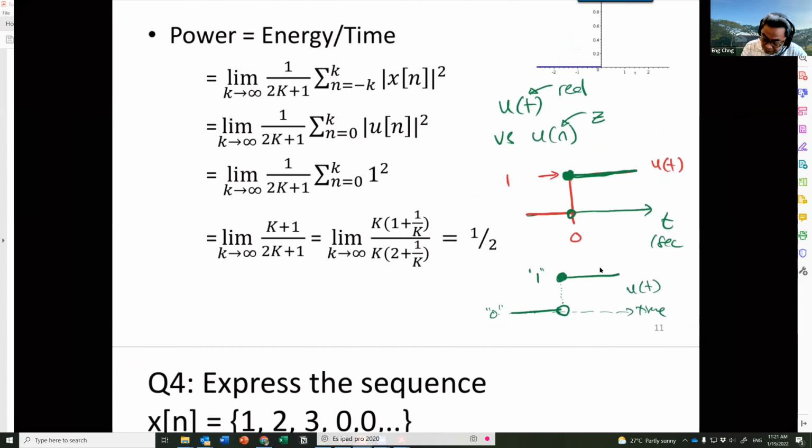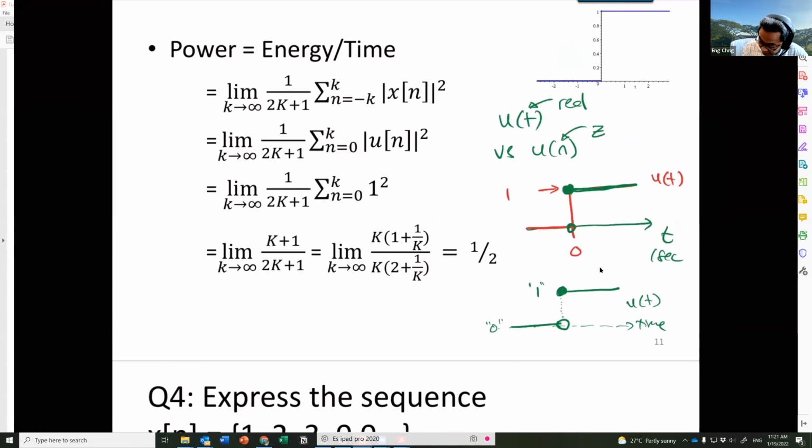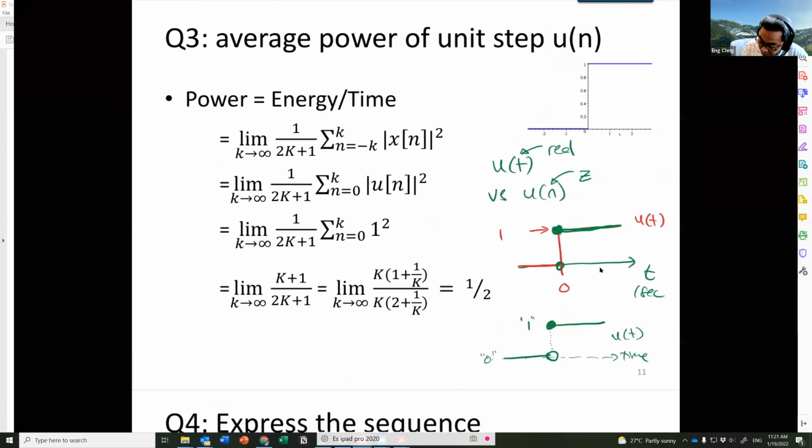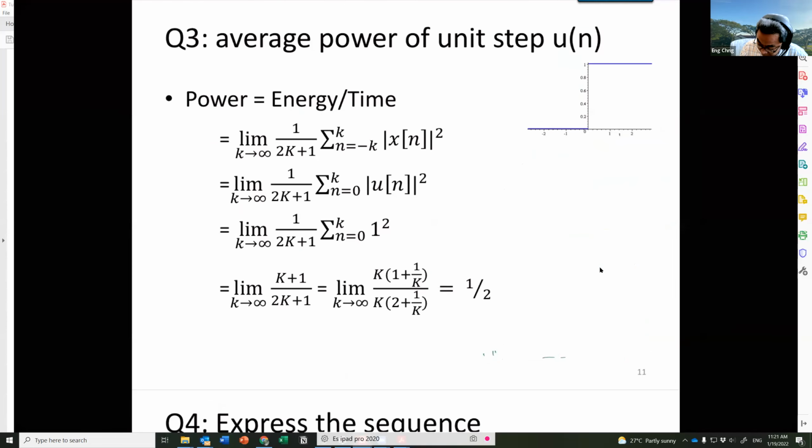All right. So this is the unit step for continuous time. So now, let us find the power of the signal. Okay. The energy of this signal is infinite, right? You sum 0 here and you sum 1 here. And of course, when you sum 1 to infinity, it's infinity. But the power is not infinite. Why? Because the power has that term in the bottom to divide.